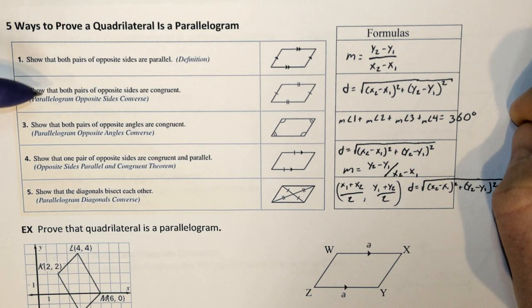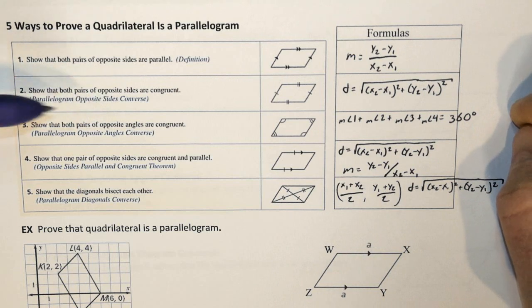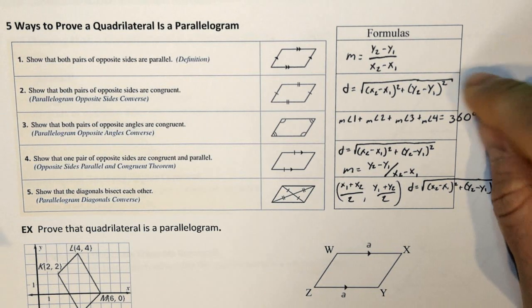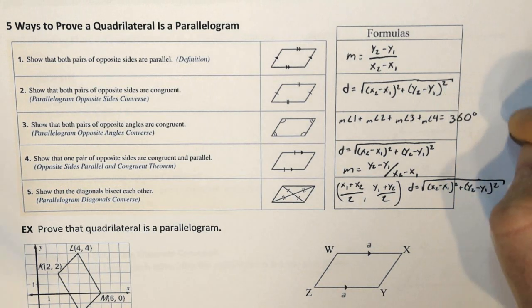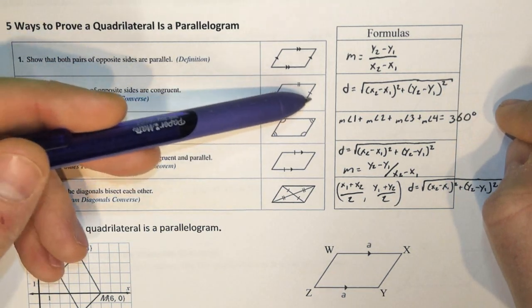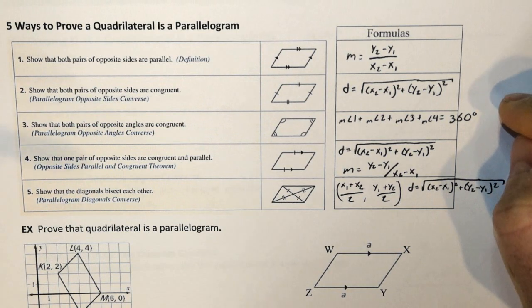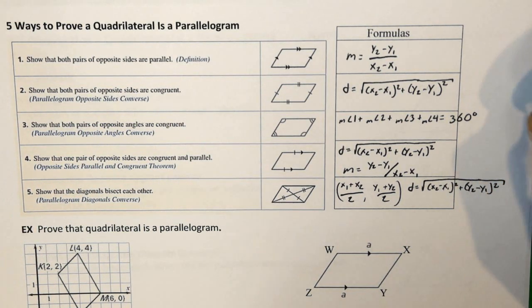All right, second one. Today we had talked about the parallel opposite sides converse, which means that if you know that the opposite sides have the same length, then they are going to be parallel. So I have the distance formula right here. You might need to calculate the distance formula 4 times. And then, if you find that you have two sets of matching sides, you're good to go.